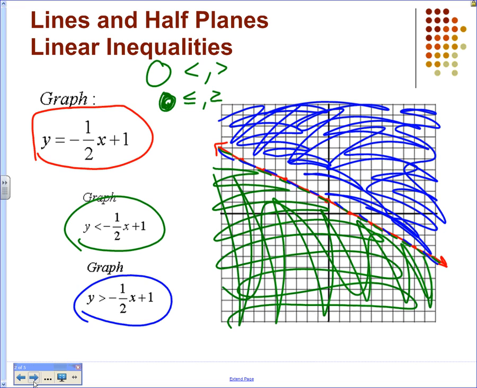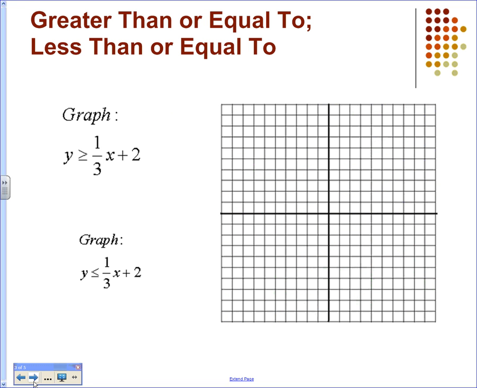Okay, so let's look at another example. These are now greater than or equal to or less than or equal to. Is it dotted or solid? Why is it solid? Because it is equal to that as well.